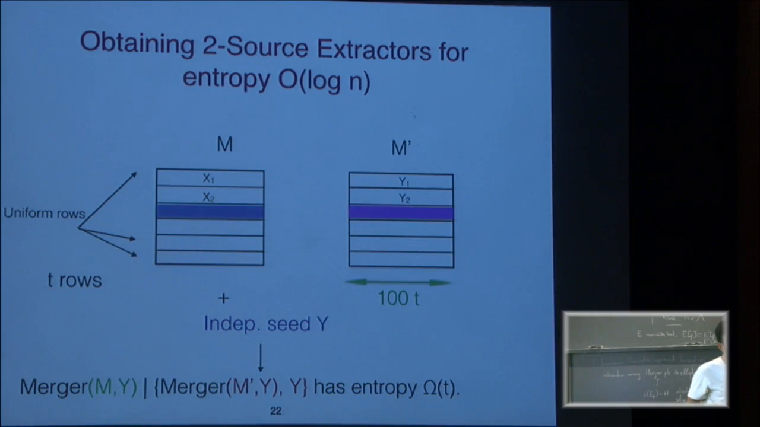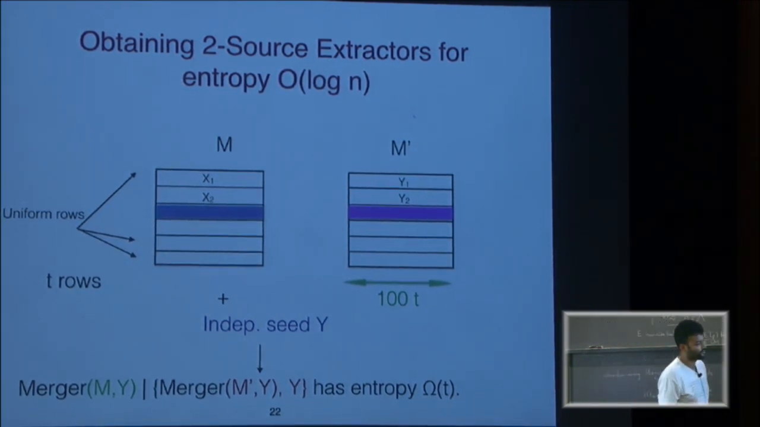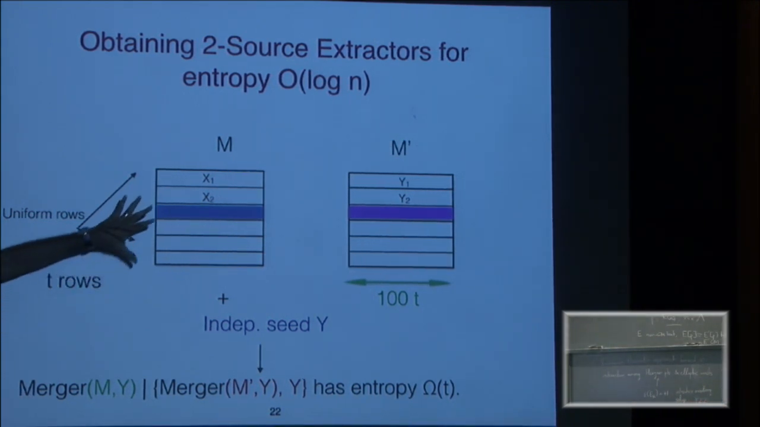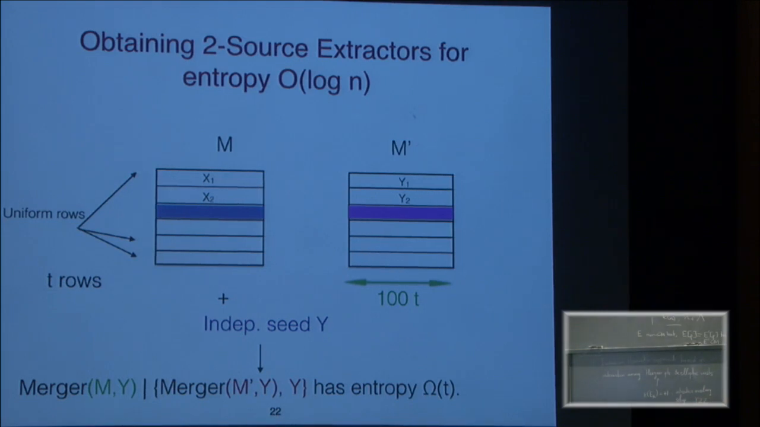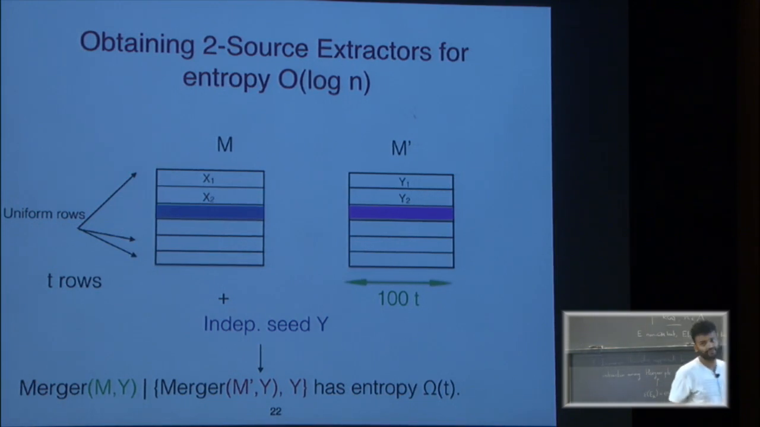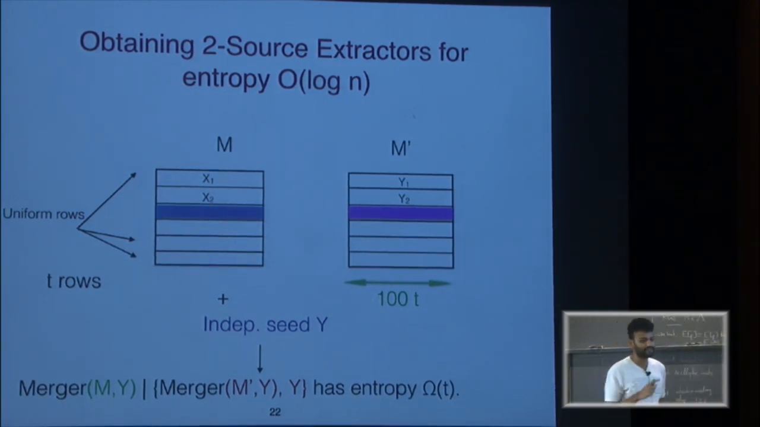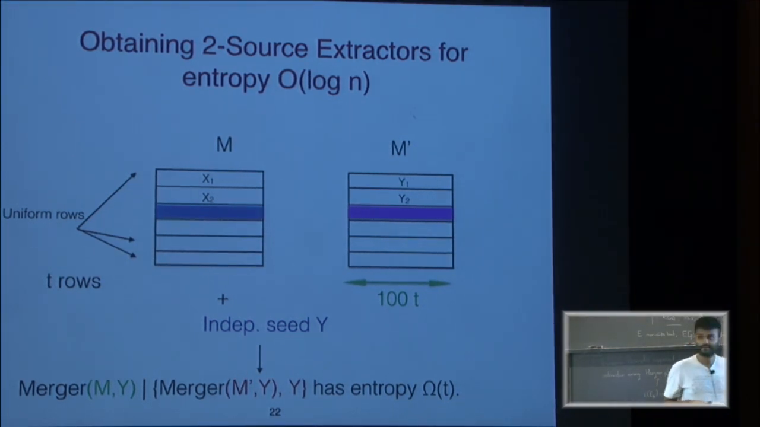So this is related to some things which have been studied before in the extractor literature. That's why I use this word merger, like merging these rows. What is known is that the challenge is to do it using a seed of length order t. We know how to do this with length t times log t, which gives you the log n times log n thing.